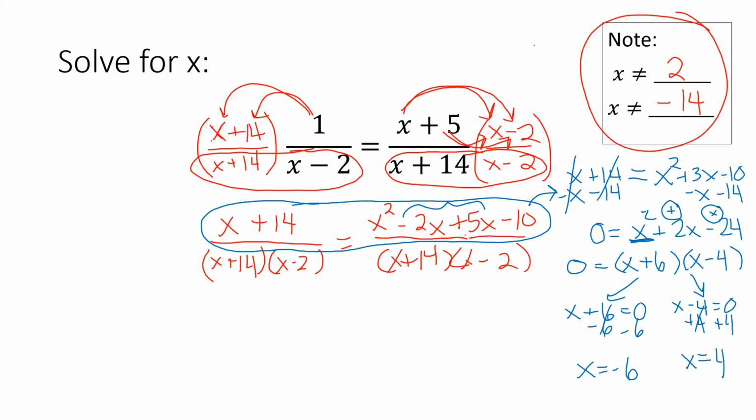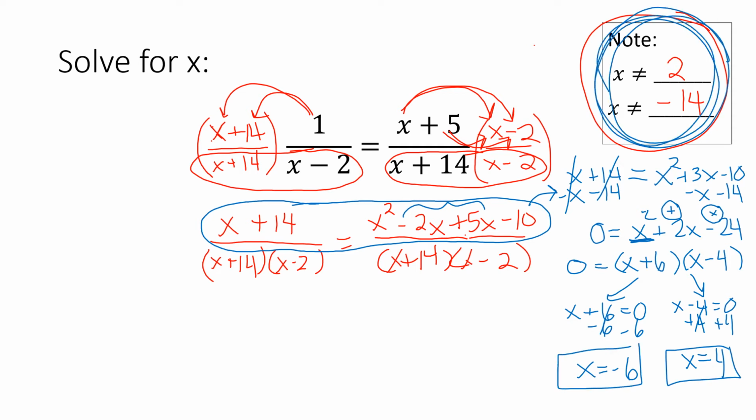Both of these solutions are valid. Remember, the only two answers that would not have been valid are x equals 2 and x equals negative 14. So these answers are good to go.